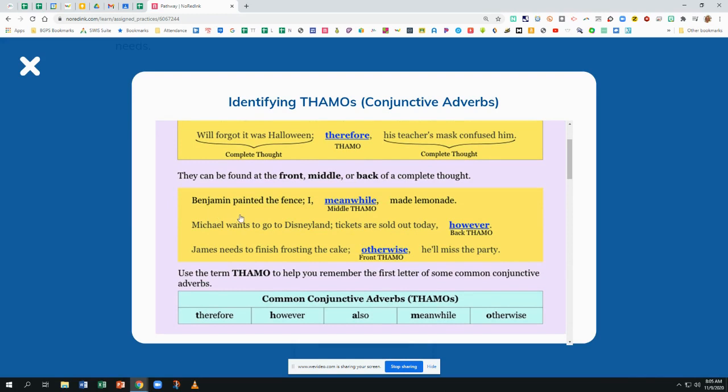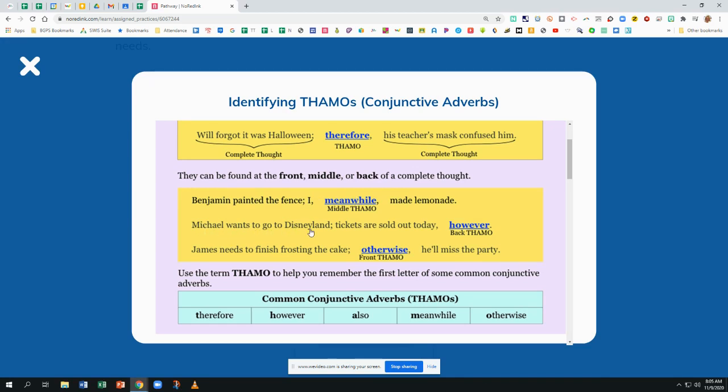So you need to know that a conjunctive adverb does not have to be in the middle. It can be in the front, it can be at the end, it can be in the middle. So what you're looking for is that adverb that connects the two. Benjamin painted the fence. I, meanwhile, made lemonade. Meanwhile is the conjunctive adverb that connects those two complete thoughts. Benjamin painted the fence and I made lemonade. Again, this is not between the two complete thoughts. I goes with the made lemonade, but it's still a conjunctive adverb.